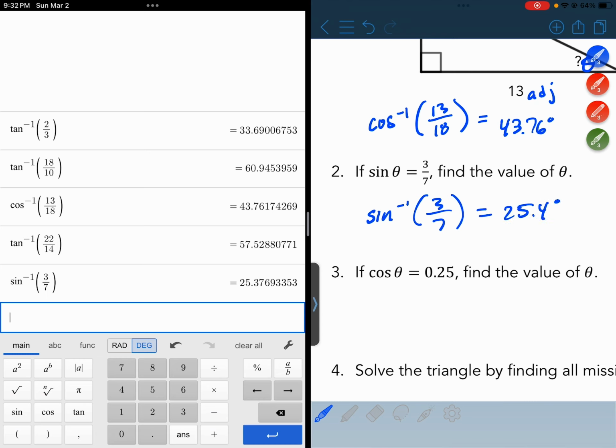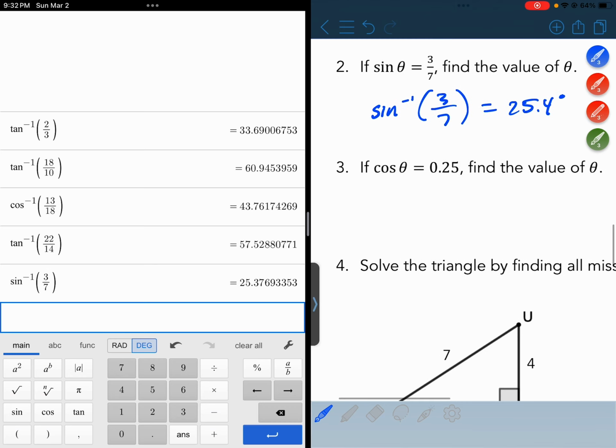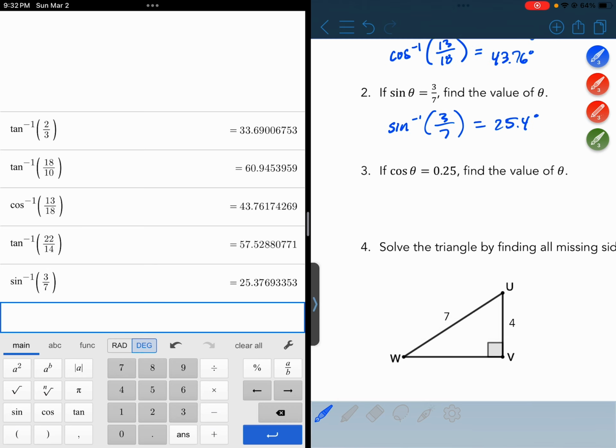All right, so it doesn't get easier than that, right? If they're going to just hand us the ratio, then we'll take that ratio, input it into the calculator, get the angle. Okay, number 3, if the cosine ratio is 0.25, find the value of theta.